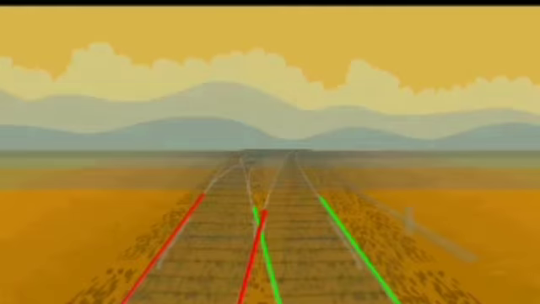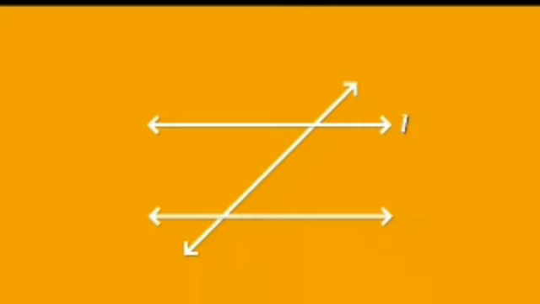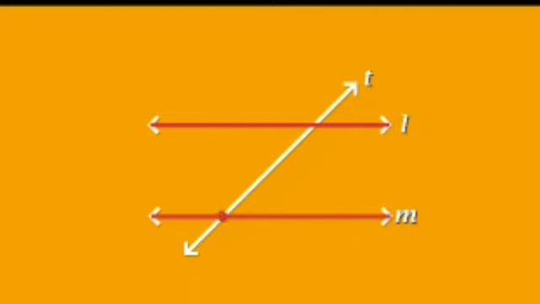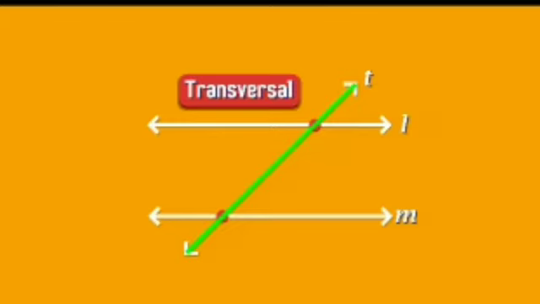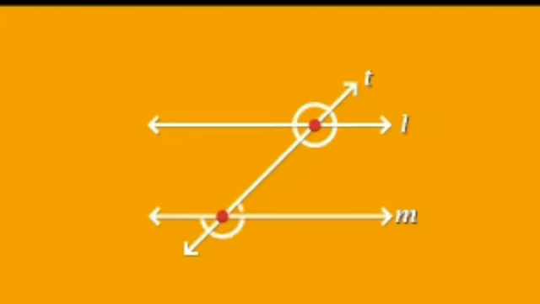Let's take these two rails as two lines, say L and M, and a line, say T, which intersects these two lines at two distinct points. This line T is called the transversal. We can see that a bunch of angles are created. Let's name these angles as 1, 2, 3, 4, 5, 6, 7, and 8.